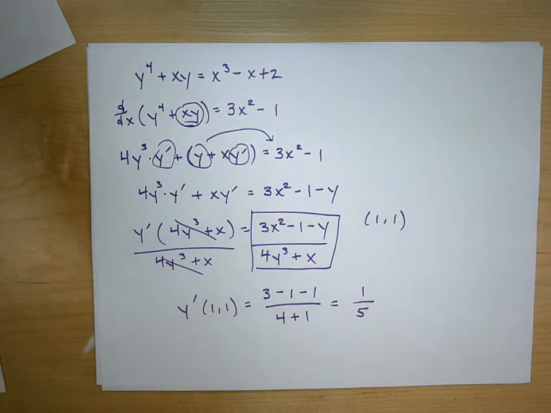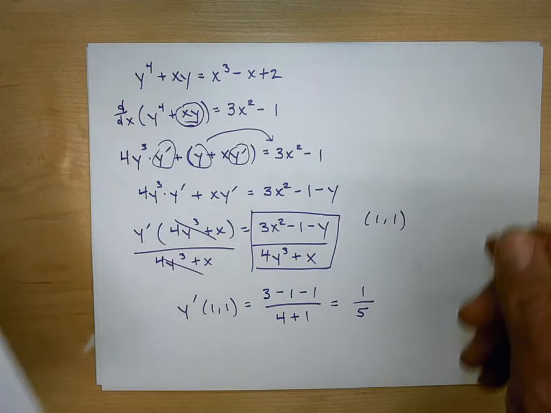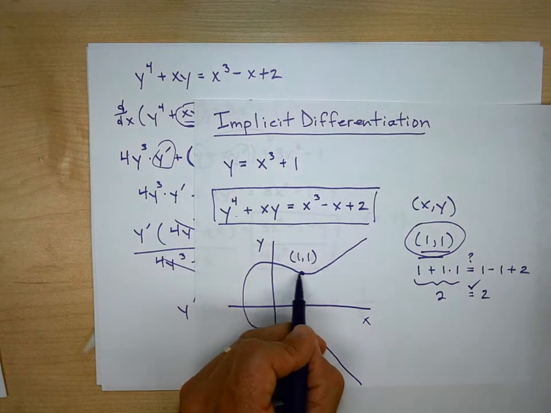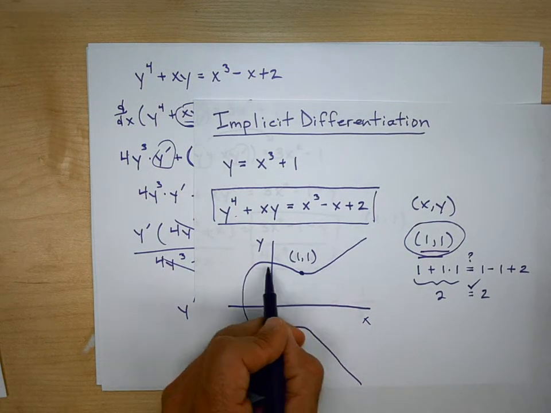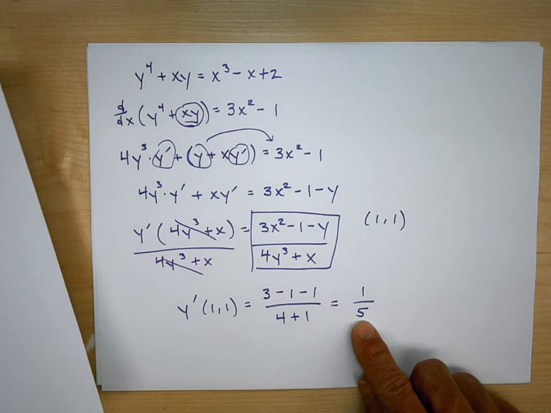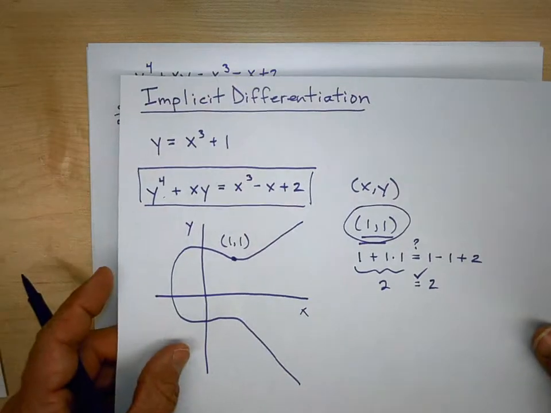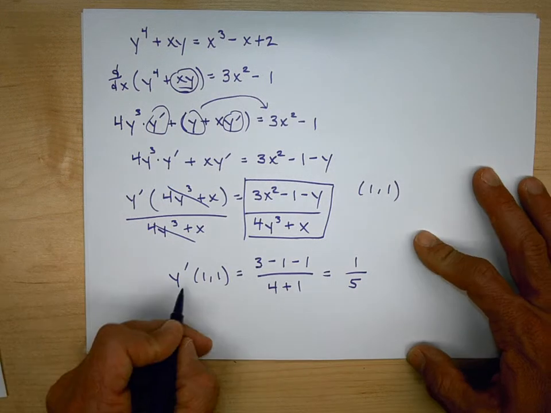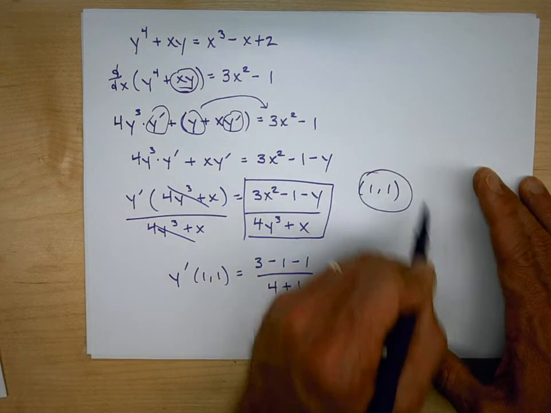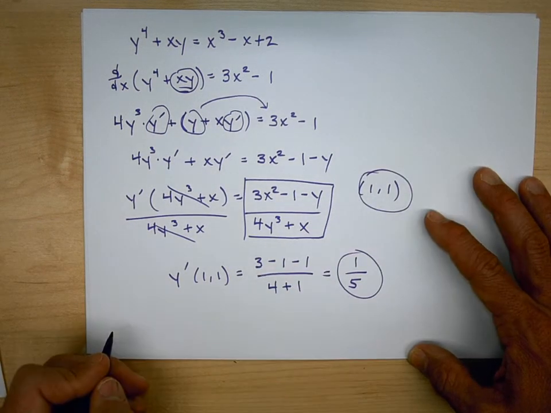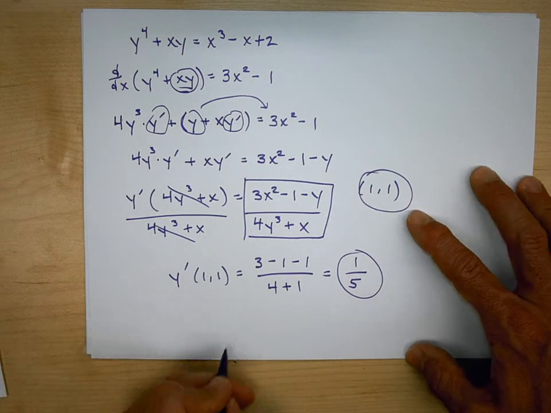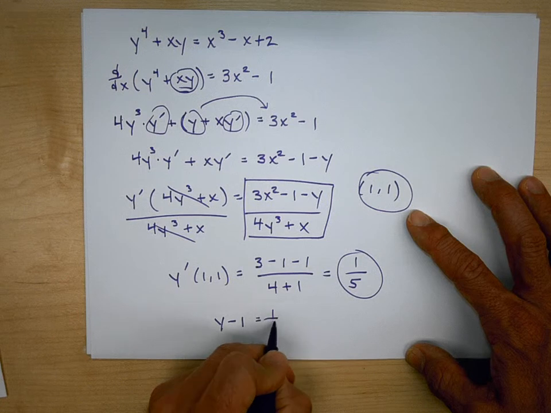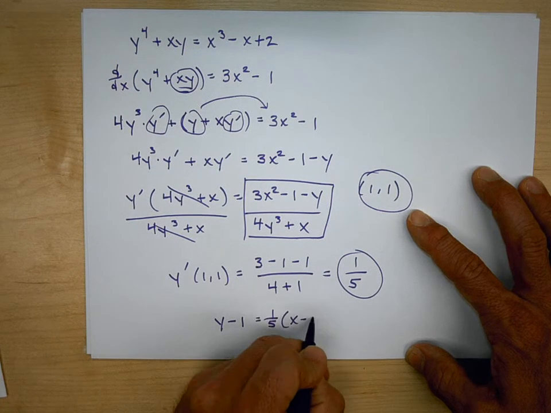We'll see how good of a job I did. Not a very good job of sketching this, right? Because here it looks like the slope of the tangent line would be negative, but we actually found it to be positive. So my sketch isn't very good, but it does look sort of like that. Anyways, we want the equation of the tangent line. So we know that 1, 1 is on the curve. We know that's the slope of the tangent line at that point. This is my point of tangency, so I have y minus 1 equals 1/5 times x minus 1.